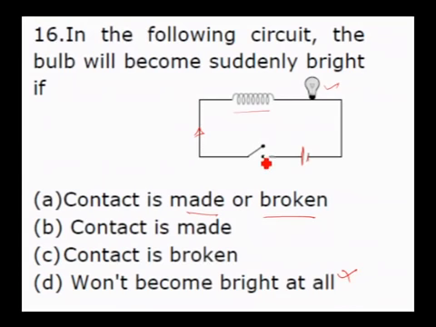The case is, as you close the key, current flows through it and an induced current will be in the opposite direction. Because the induced current is opposing the main current, the bulb will not glow with that much brightness. But if the circuit is broken, the induced current will be along the direction of the main current. This is the main current and this is the induced current. Since the induced current and the main current are in the same direction, the bulb will have a sudden brightness at the instant when the contact has been broken.